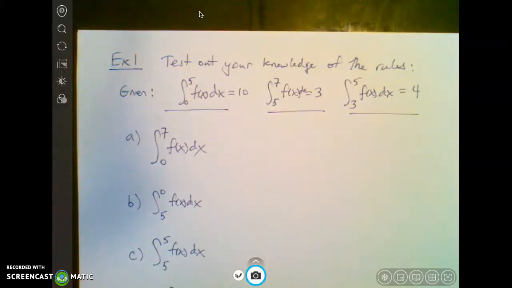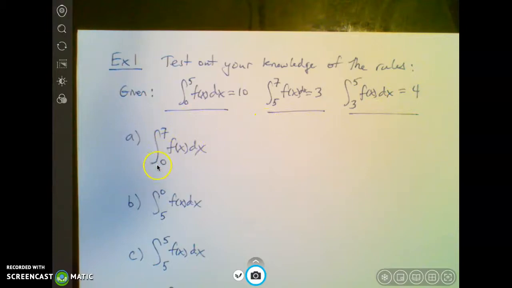Okay, so here's an example to test if you got what you were supposed to get out of those rules. First of all, we're given three things. Normally you aren't given this, and we'll start actually solving these soon with our tricks. But this is just to see if you grasped all those rules from before. I'm giving you that I already know the area under the curve from 0 to 5 is 10. The area under the curve from 5 to 7 is 3. The area under the curve from 3 to 5 is 4 units.